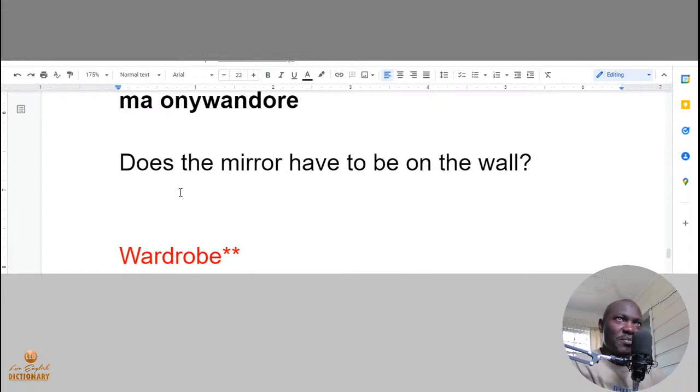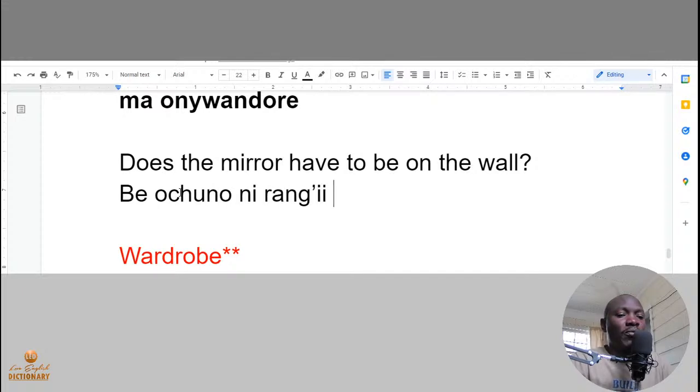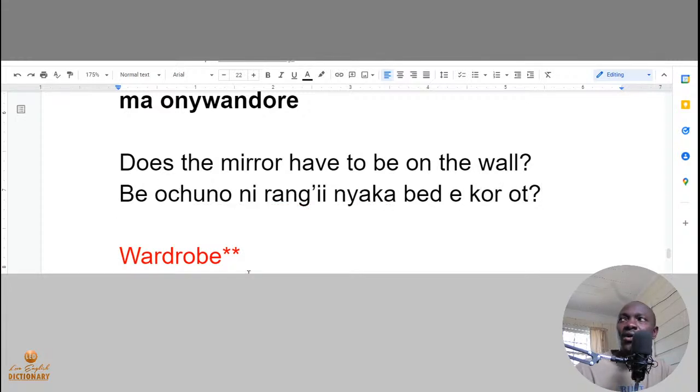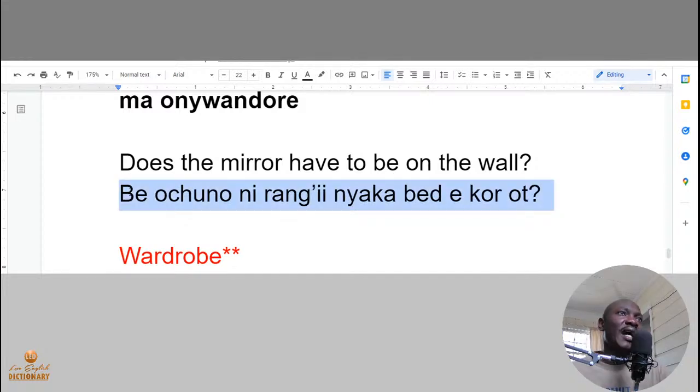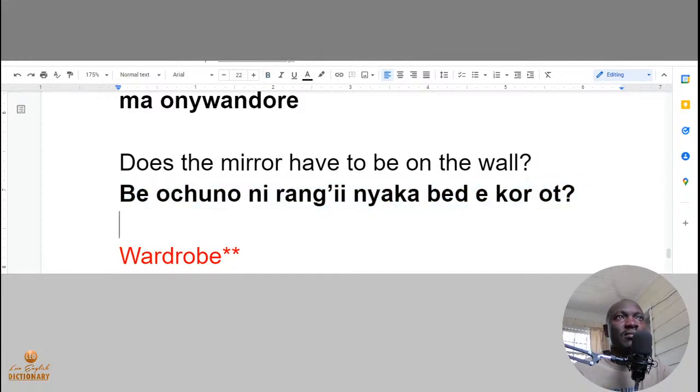Does the mirror have to be on the wall? So, be ochuno ni rangi nyaka bid e kor ot. Wall is called kor ot. So, be ochuno ni rangi nyaka bid e kor ot. Does the mirror have to be on the wall? Be ochuno ni rangi nyaka bid e kor ot. Okay. Boom. That's it for the mirror.